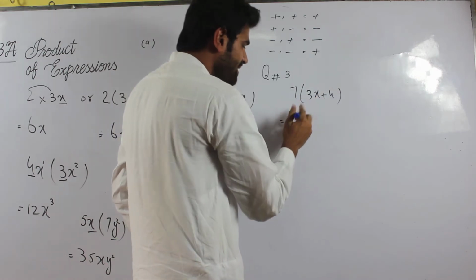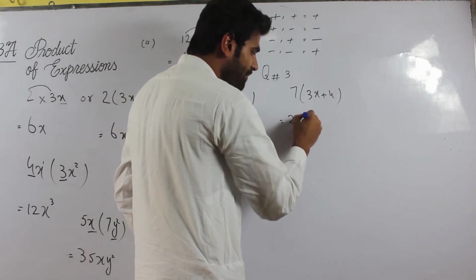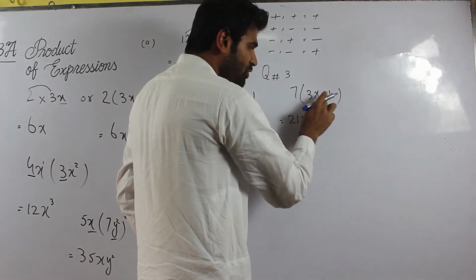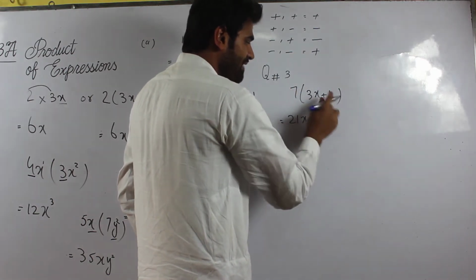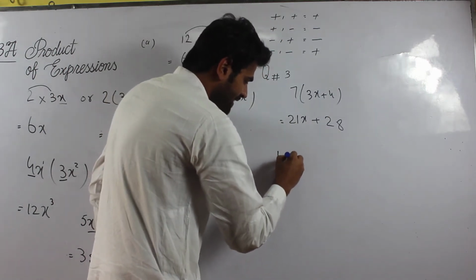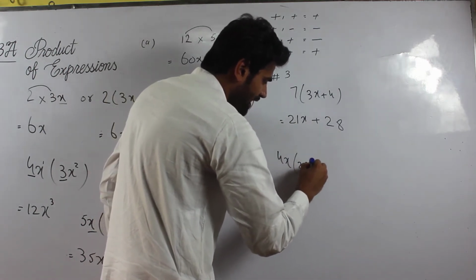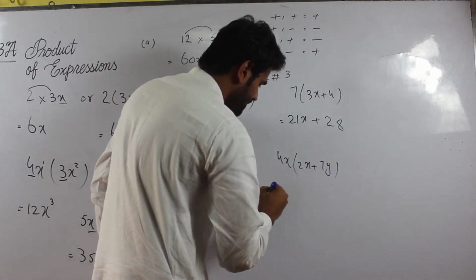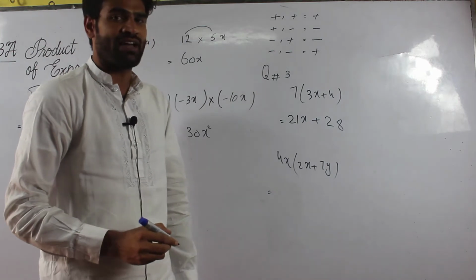So 7 3s are 21, and its variable x stays as it is. Its sign is plus, also plus, plus plus plus. 7 4s are 28. Now 4x into 2x plus 7y. 4x into 2x plus 7y.